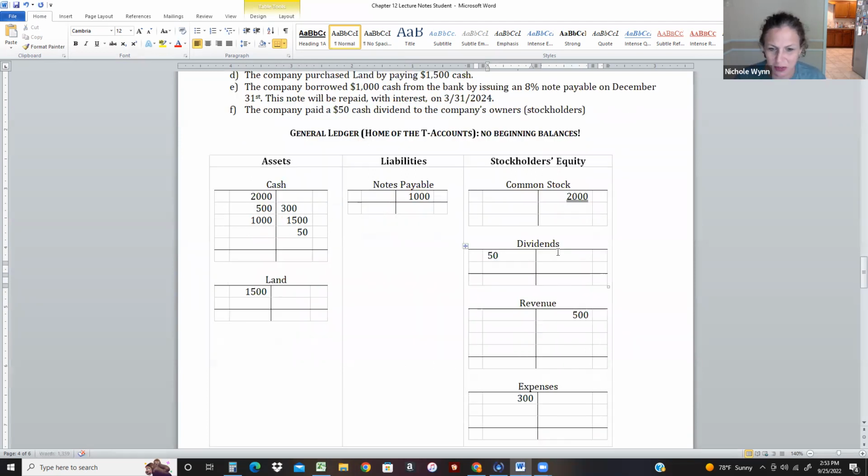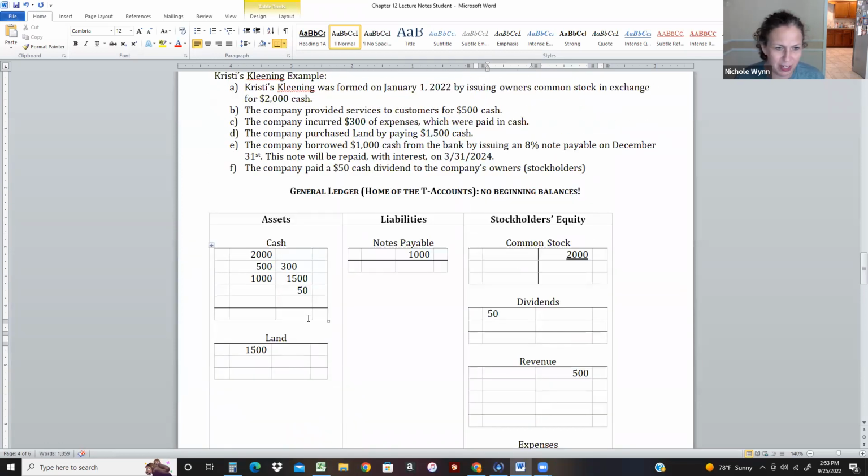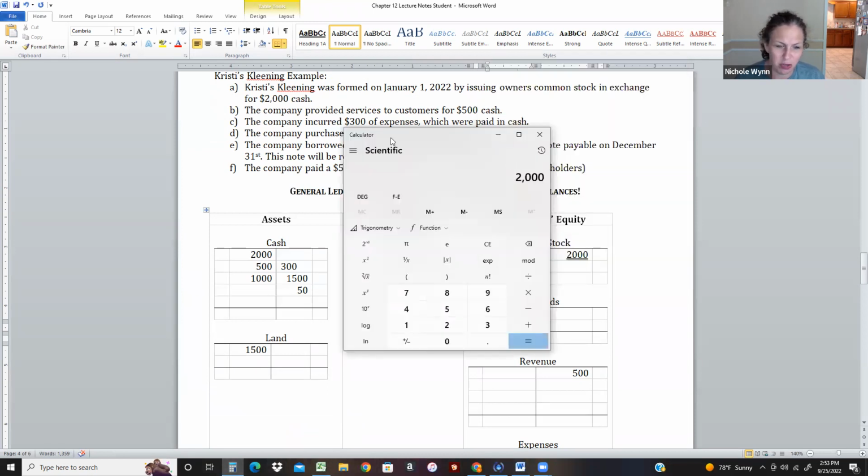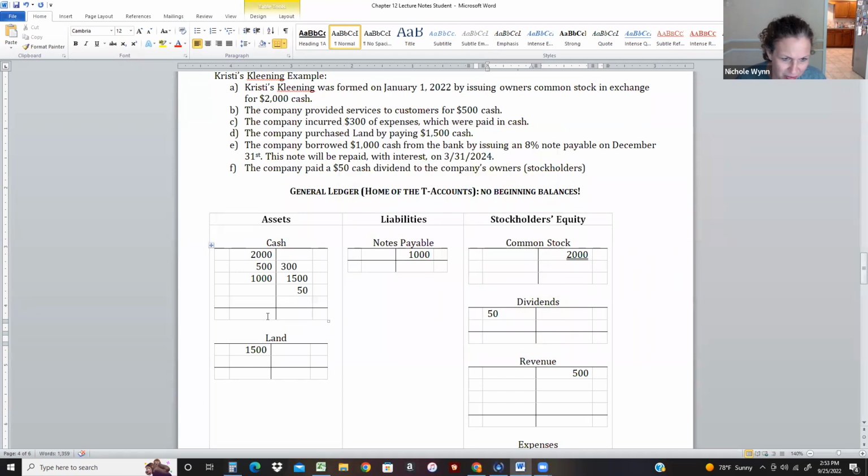So all of our accounts only have one number in them except cash. So I need to find my cash balance. So cash is an asset. So I'll do the 2,000 and the 500 and the 1,000, and then I'll subtract 300, subtract 1,500, subtract 50. And I have cash of 1,650. And then my other ones, I only have one number, so I'm not going to rewrite the balances, but I see land. Oh, I guess I might as well. 1,500, notes payable 1,000, dividends is 50.